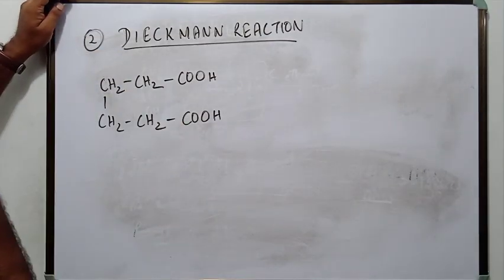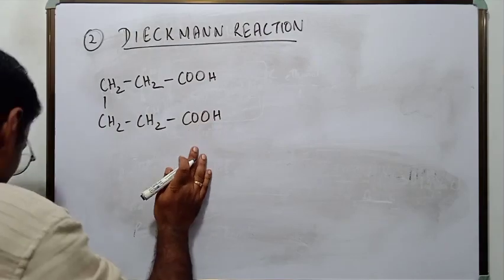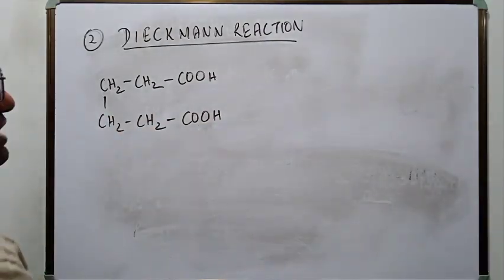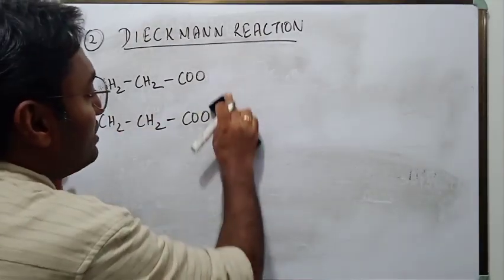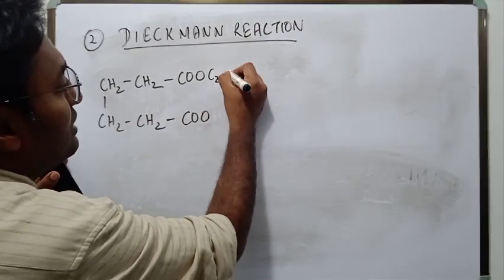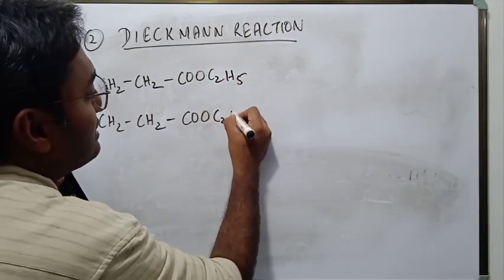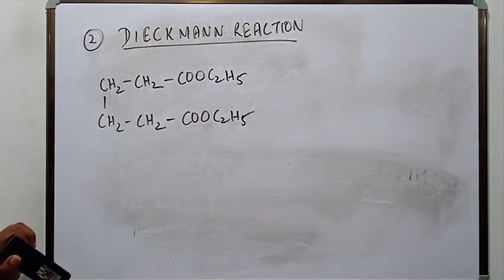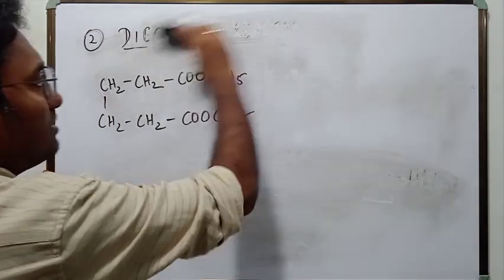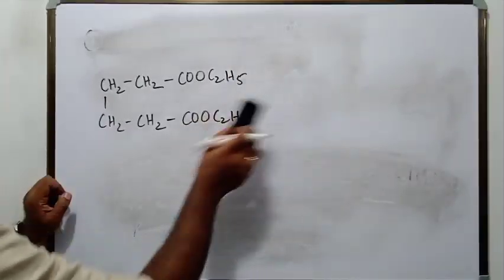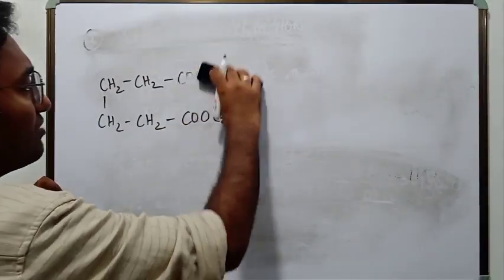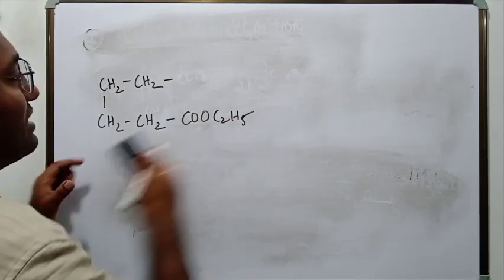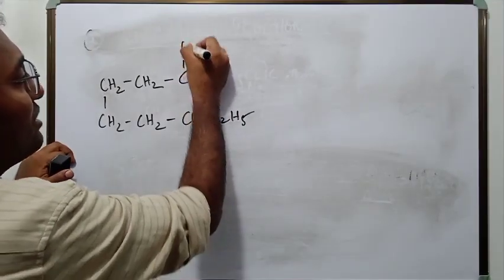Now let us draw the diethyl ester of adipic acid. You need to do it like this. This is the diethyl ester of adipic acid. Now let me remove this. Let me rewrite it in another format so that we can understand the mechanism. I draw it like this.